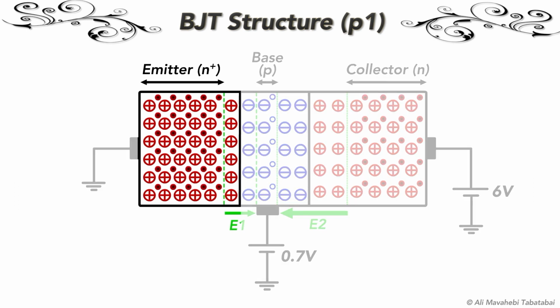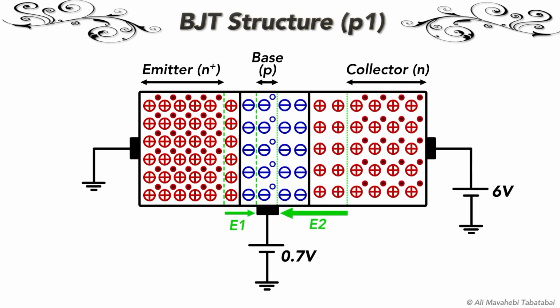In the emitter, we have lots of free electrons. The doping concentration of the emitter is much higher than the collector. That's why we indicate this region by N+. The plus indicates a highly doped region. And as its name implies, the emitter's job is to emit electrons.